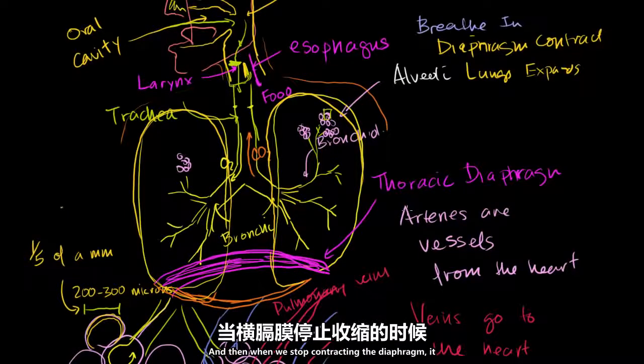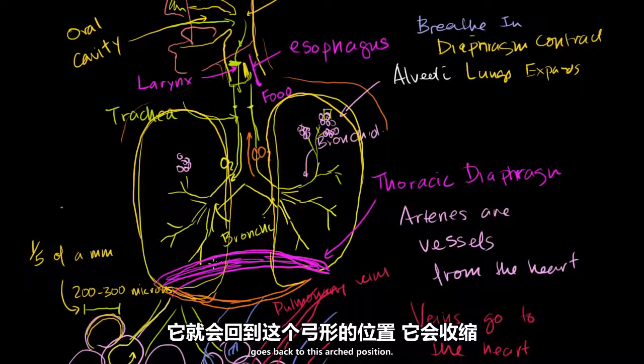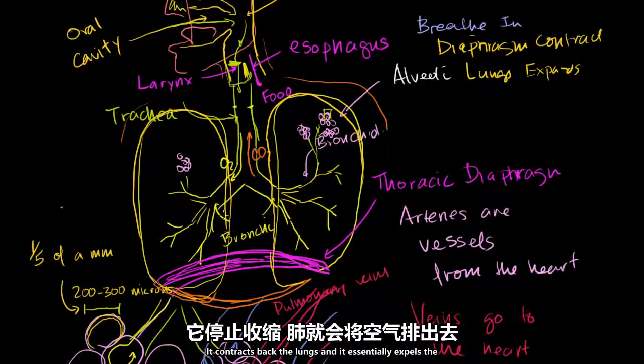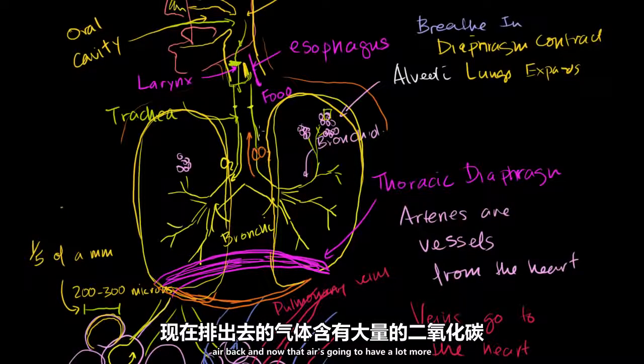And then when we stop contracting the diaphragm, it goes back to this arched position. It's kind of like a rubber band. It contracts back the lungs, and it essentially expels the air back. And now that air is going to have a lot more carbon dioxide.